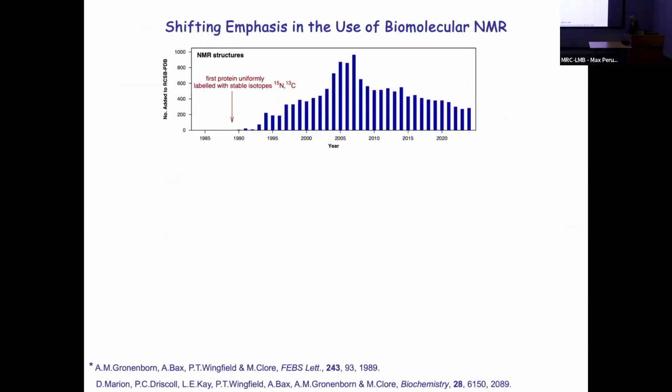Okay, I should say that NMR, I believe, is changing its focus at the moment, and there are fewer and fewer de novo structures being entered. This is statistics from the Cambridge crystallographic database. The first NMR structures came in about 1989 with the introduction of labeling with the stable isotopes N15 and C13, and it enables us to get high resolution structures of quite decent sized proteins.